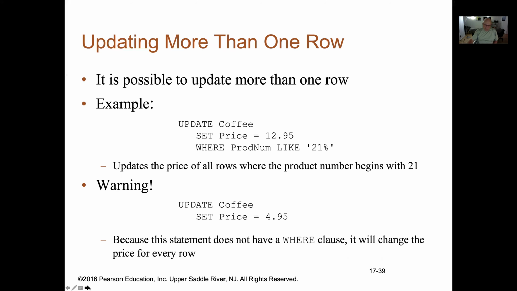You can update more than one row, and this is how you do that. So update the price of all rows where the product number begins with 21. So update coffee, set price to $4.95. What this is going to do is change the price for every row.